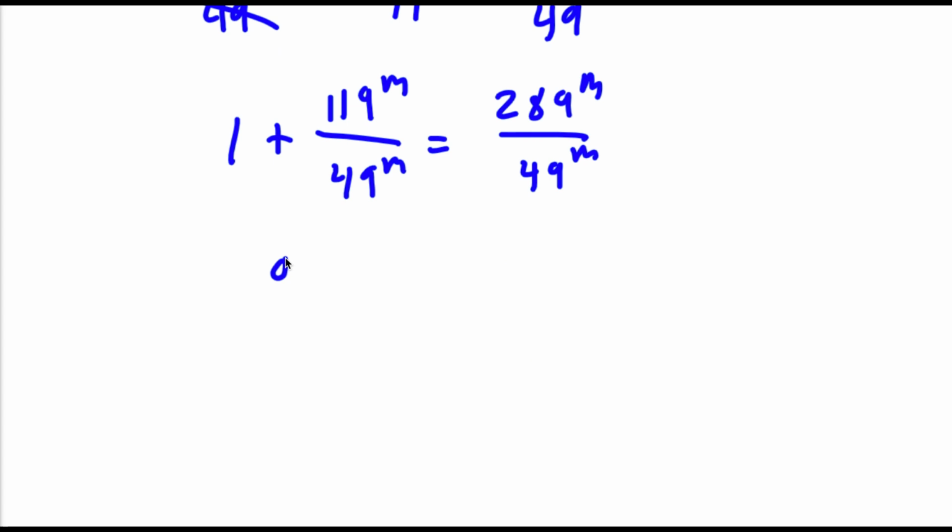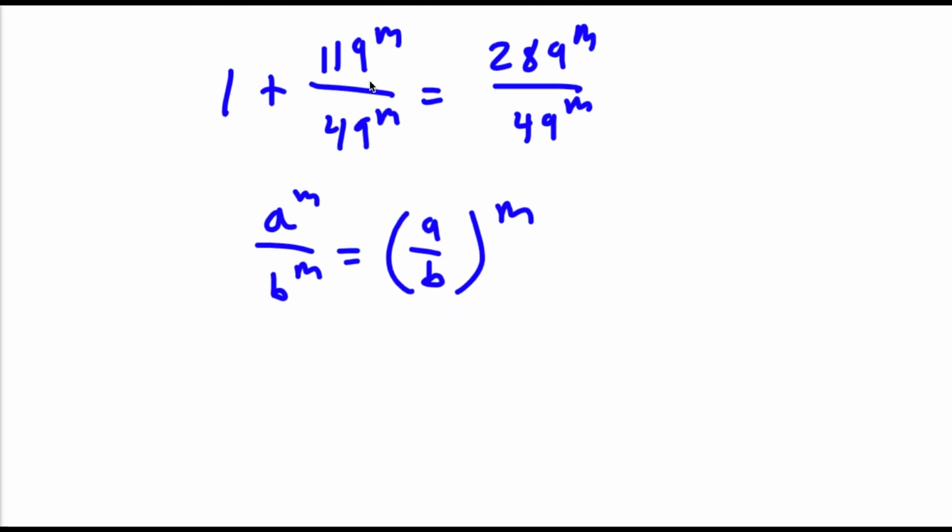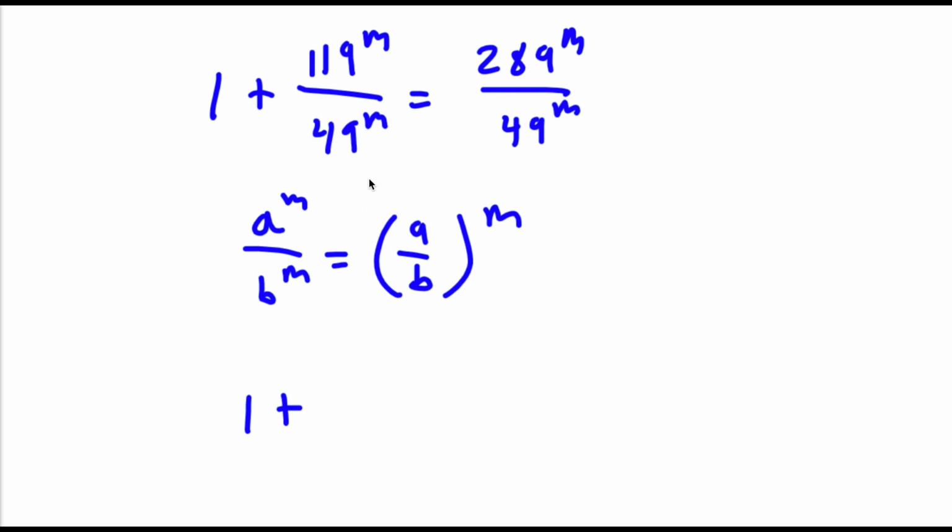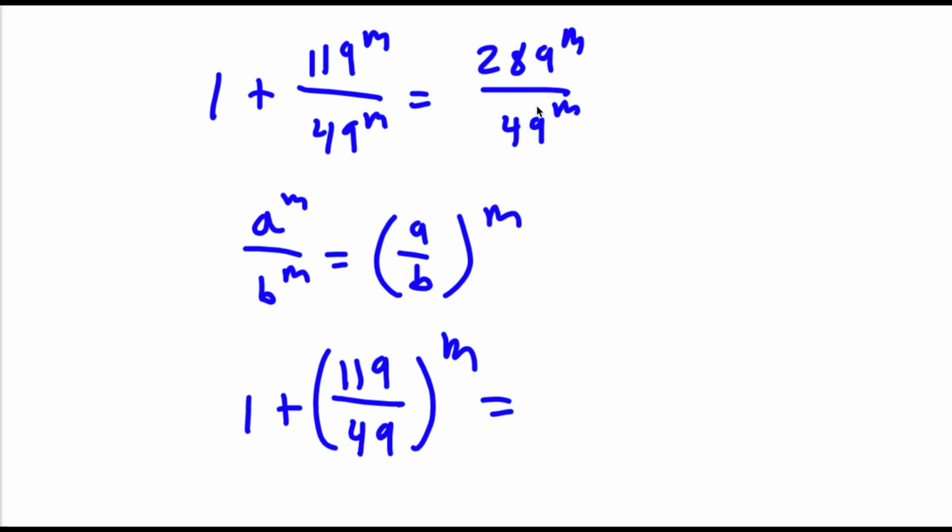Now, if I have something in the form a to the power of m over b to the power of m, this is actually equal to a over b to the power of m. So I can rewrite 119 to the power of m over 49 to the power of m as 119 over 49 to the power of m. I'm going to do the same thing with 289 to the power of m over 49 to the power of m. So this is equal to 289 over 49 to the power of m.